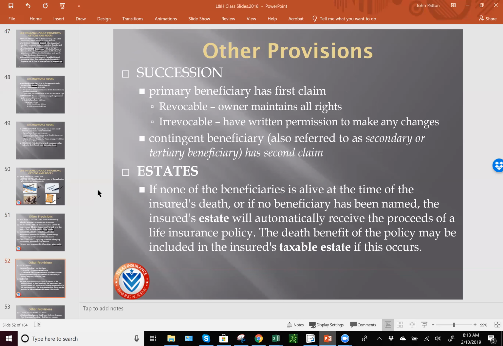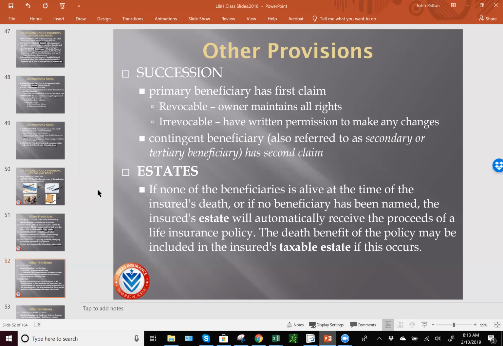As far as your beneficiary designations, the primary beneficiary would be first in line for a death benefit. And the way they could be set up is either revocable, which means the owner maintains all rights and can make changes without their permission, or irrevocable, where changes can only be made with the written permission of the beneficiary, which means the owner had given up some rights in the policy.